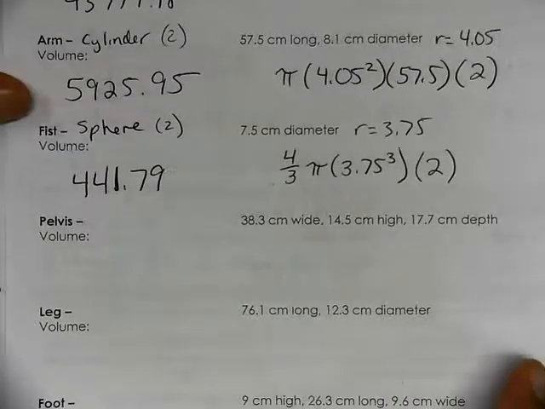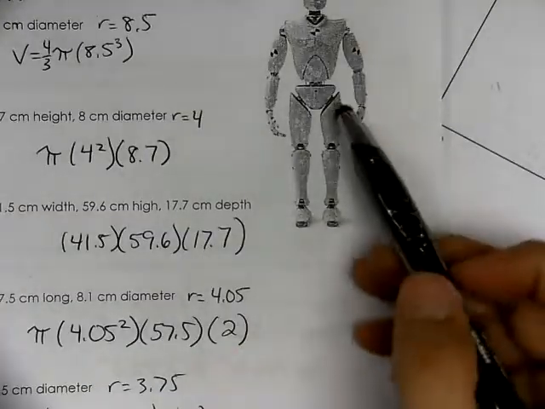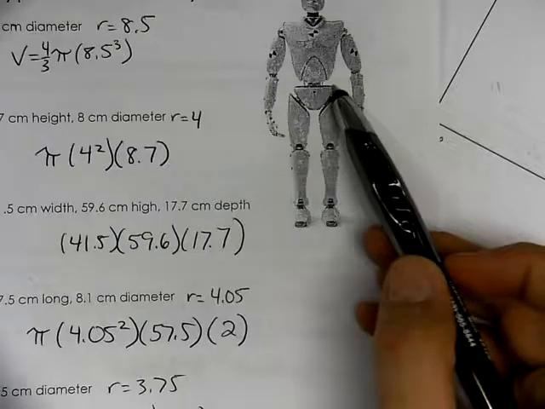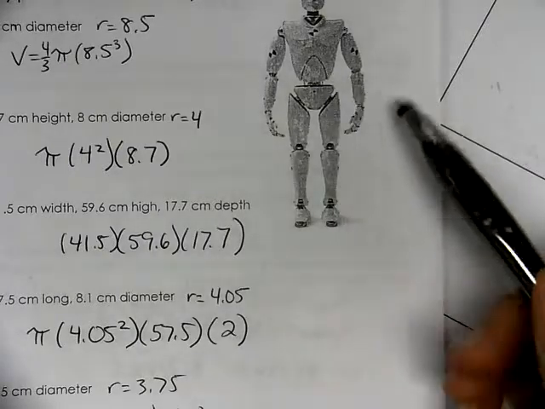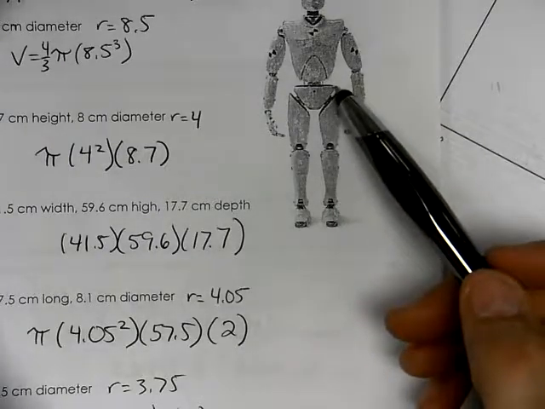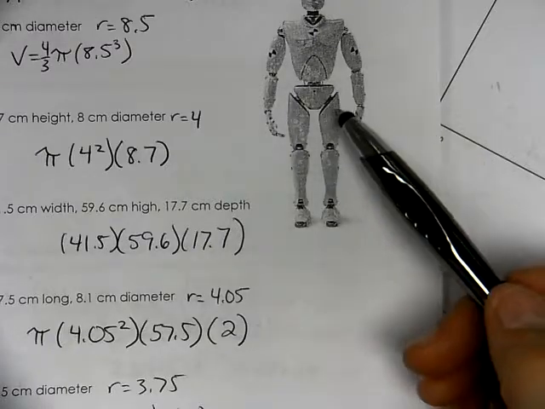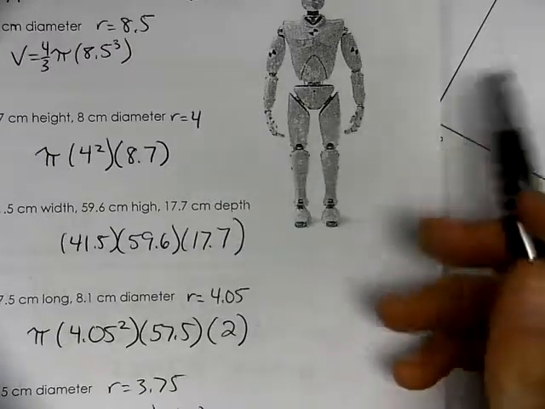Okay, his pelvis is this part. Again, it was probably more of a trapezoid. We're just going to say a triangular prism.